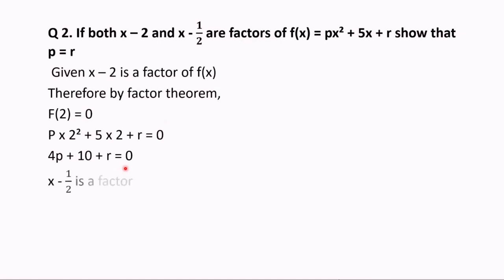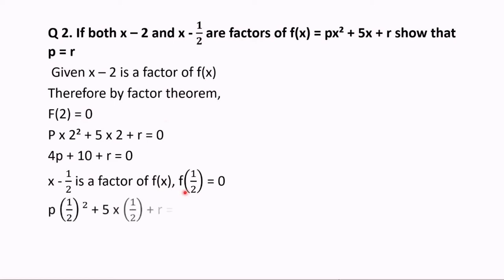Now in the second case, we are given x minus 1/2 is a factor of f(x). So we can put the value of x as 1/2, that is, the remainder equal to 0. We can substitute the value: p into (1/2) whole square plus 5 into 1/2 plus r equal to 0.